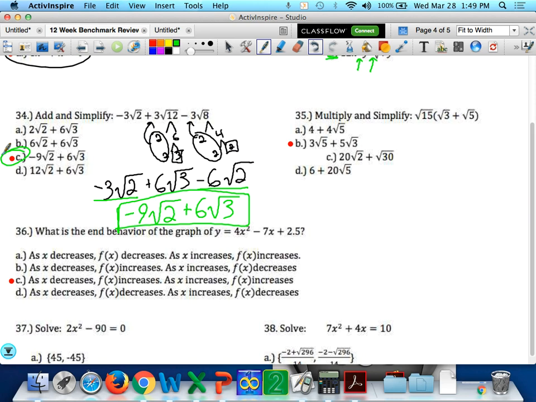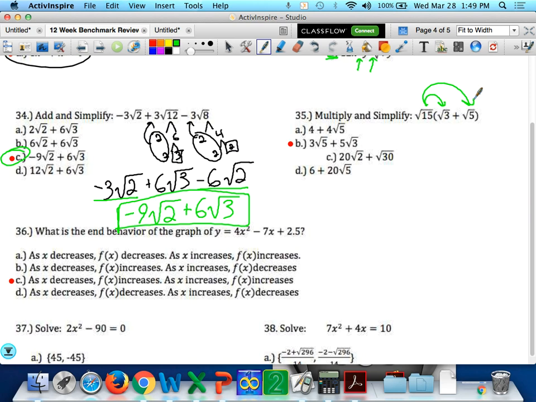Number 35, more radical work, okay? This is a distribution of a radical because we've got a binomial in here that cannot combine and a multiplier outside. So that's got to go into both pieces. Now I'll remind you, the mantra for how we multiply radicals is we do outside numbers times outside numbers and inside numbers times inside numbers.